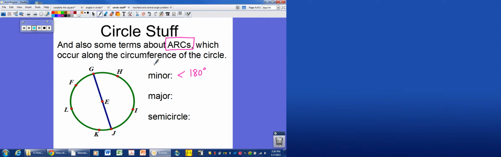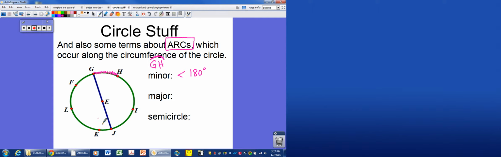Like GH. You take the 2 letters and you put a little curvy arc above them. That's how we name them. So this is arc GH, the measure from here to here. It's always the shortest distance between the 2 points unless otherwise stated.